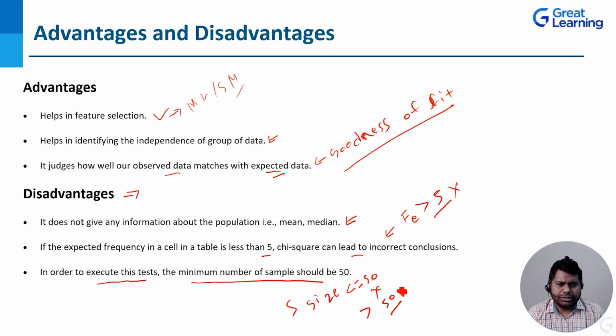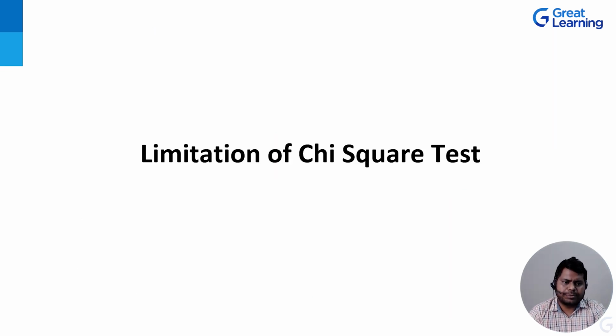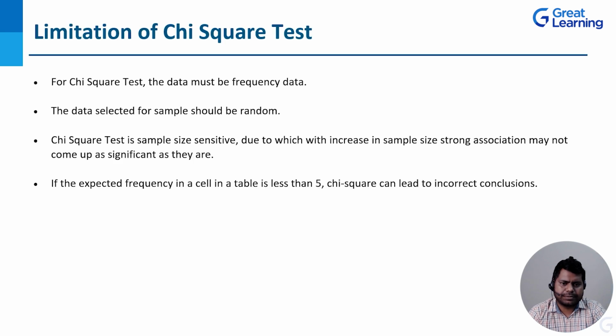So these are some of the advantages and disadvantages of the chi-square test. Now we will discuss some of the limitations of the chi-square test. For the chi-square test, the data must be frequency data. As we have seen in all the examples, we should have at least a contingency table in order to execute the chi-square test. The data selected for the sample should be random.